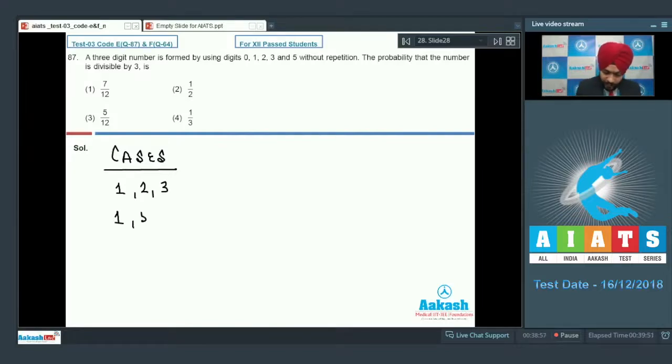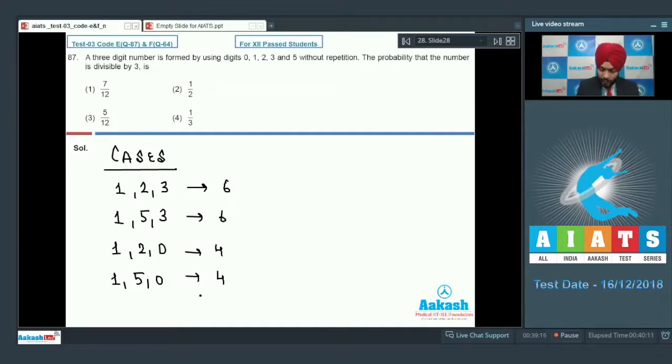So the first possibility, very simple one, 1, 2, 3. 1, 5, 3, removing 2 and adding 5 creates a difference of 3, which is favorable. Removing 3 can give me 1, 2, 0 corresponding to the first case and 1, 5, 0 corresponding to the second case. How many numbers can be formed? 3 factorial, 6, 3 factorial, 6, over here 4 and over here 4. So we have in total number of favorable events equal to 20.